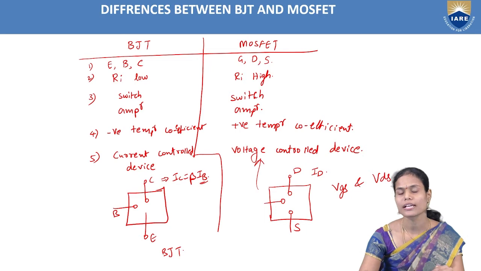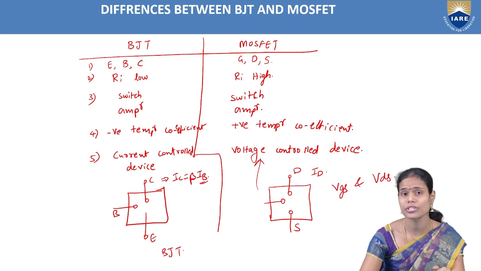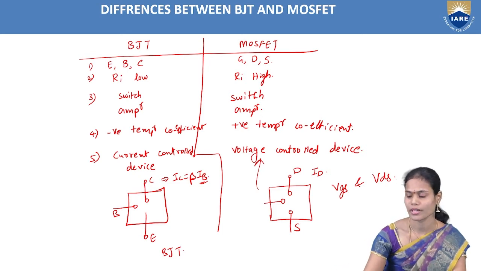While coming to the applications of both the BJT and MOSFET, both are used for switching as well as amplification. But the remaining parameters vary. Input impedance and the operating levels are different. So depending upon our application requirement, we can choose either BJT or MOSFET.